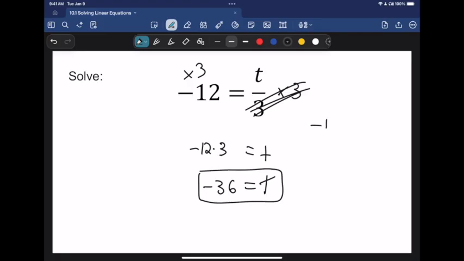So if we were to rewrite our equation in total here, we would have negative 36 divided by 3. And this makes sense, right? Because if we took 36 and divided it by 3, we would get negative 12 on this side. So that is one way we can check our answer, is we can plug and chug and see that it works. Very nice.